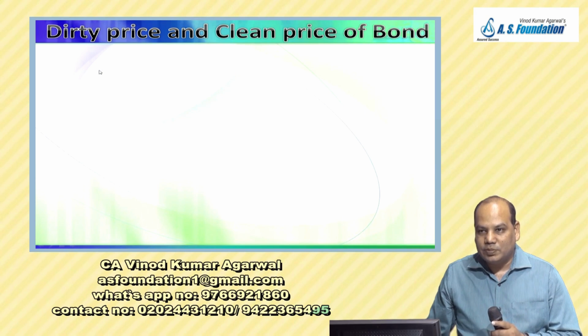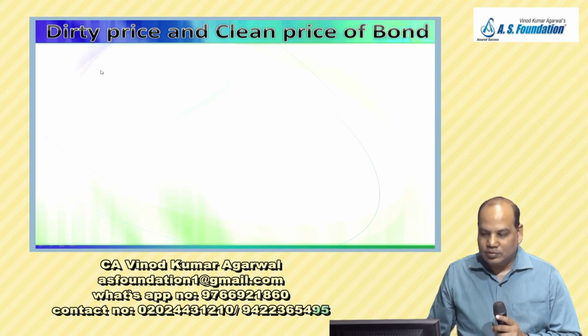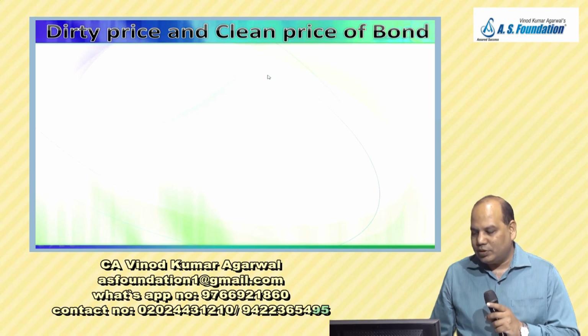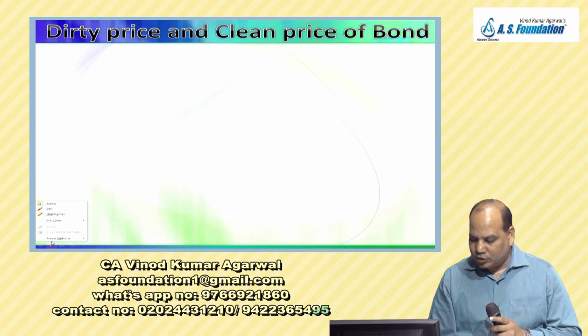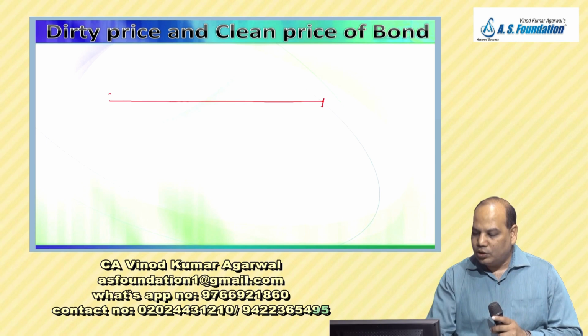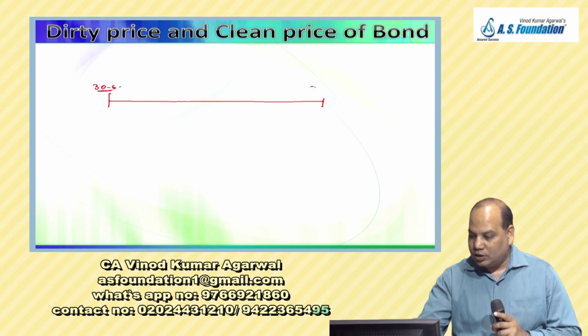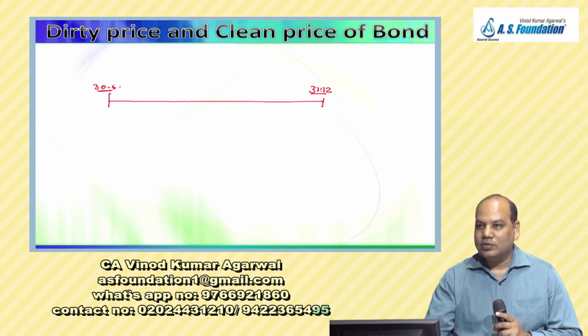Dirty price is cum interest price and clean price is ex interest price. If I remove the interest accrued from dirty price, it becomes clean price. The concept of clean price and dirty price arises when you have to value a bond between two interest payment dates. Suppose a bond pays interest on 30th June and 31st December, twice a year. And then there is a transaction of this bond on 1st September.